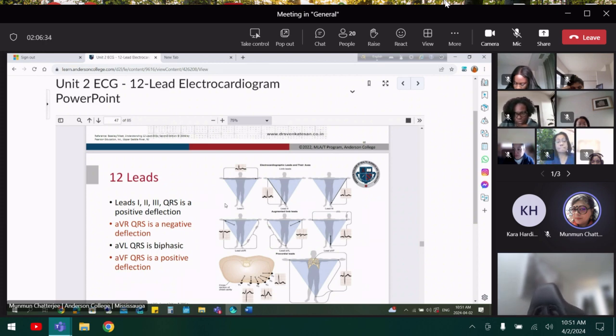Okay, so in the 12 leads, leads 1, 2, 3, the QRS is a positive deflection. In aVR, the QRS is a negative deflection. What is aVR? It's going to show you the negative deflection, because it is recording from the opposite side. That's why it doesn't mean it's a heart problem. So it's going to show in the graph the negative deflection. So only in aVR it is going to show you the negative deflection, and in aVL the QRS is biphasic. Biphasic is going up and down.